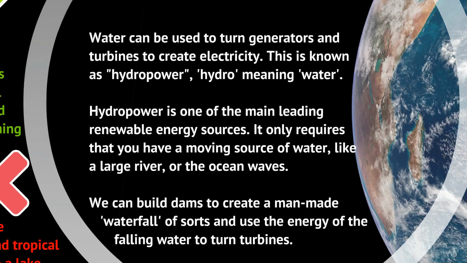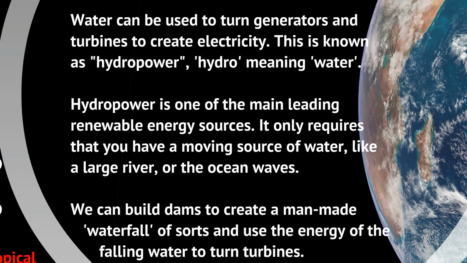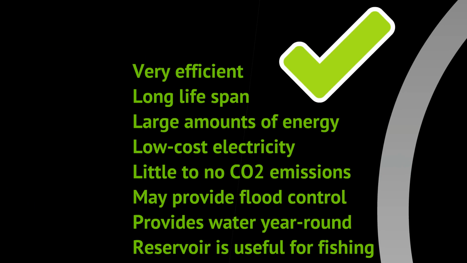Next, let's look at water power. Water can be used to turn generators and turbines and create electricity. This is known as hydropower, hydro meaning water. It's one of the main leading sources, and because it only requires that you have moving water, it's actually very easy to use. The most common way we use hydropower is actually through dams or man-made waterfalls that we can use to turn that kinetic energy of the falling water and to turn turbines and generators.